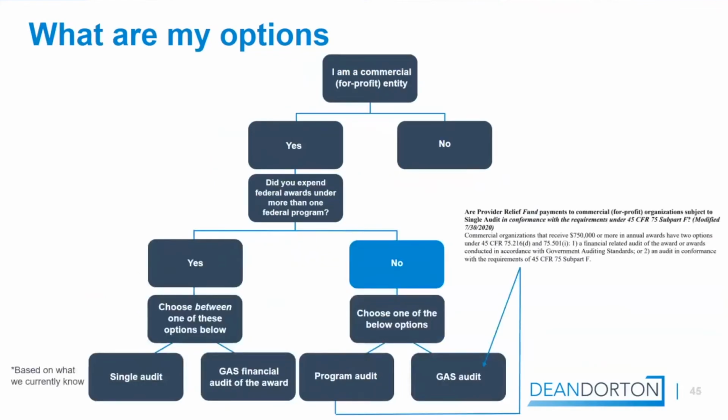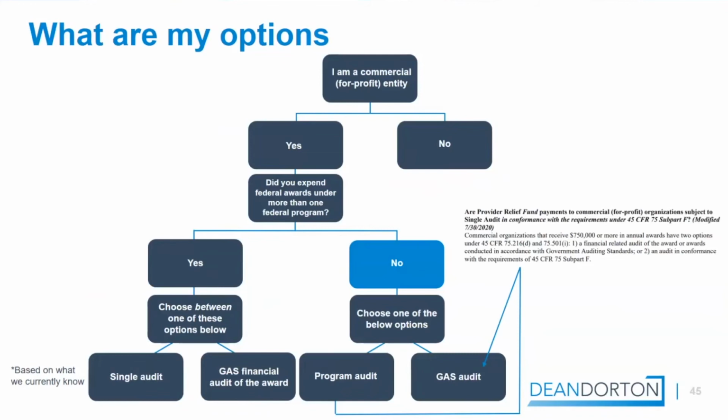I'm a commercial for-profit entity. You have a few more options. So did you expend federal awards under more than one federal program? And this is going to be key because most for-profit organizations don't track their government grant funds. And so did you get any FEMA money? Did you get any other CARES Act or grant money during the year that's federal?